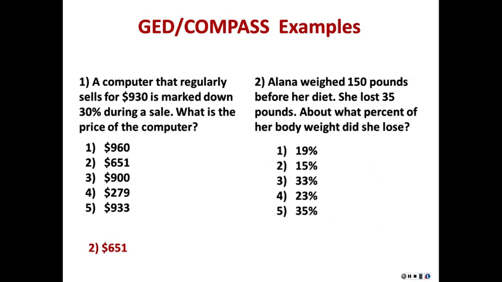Alana weighed 150 pounds before her diet. She lost 35 pounds. About what percentage of her body weight did she lose? What percentage of her body weight did she lose? Number 4. Alrighty.